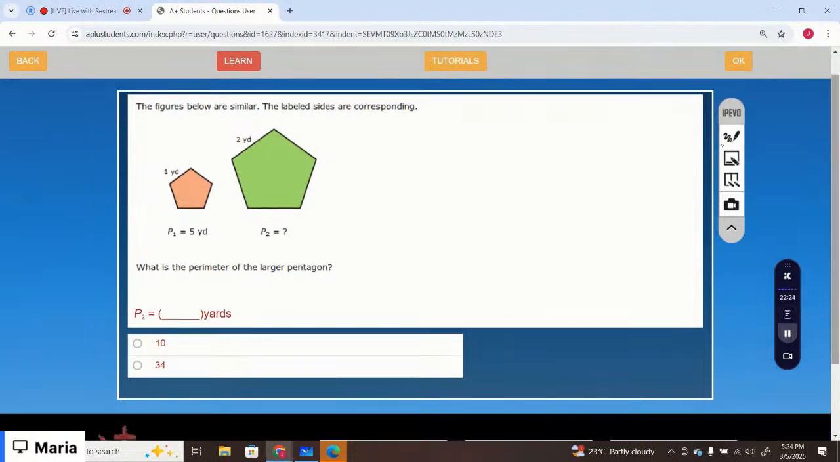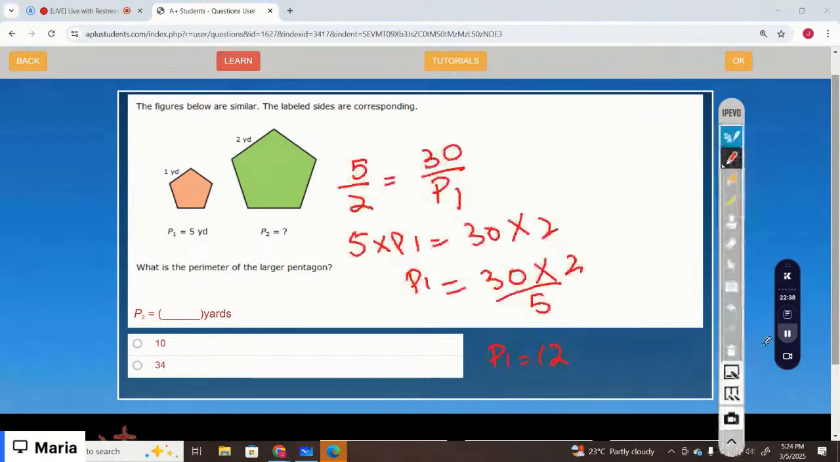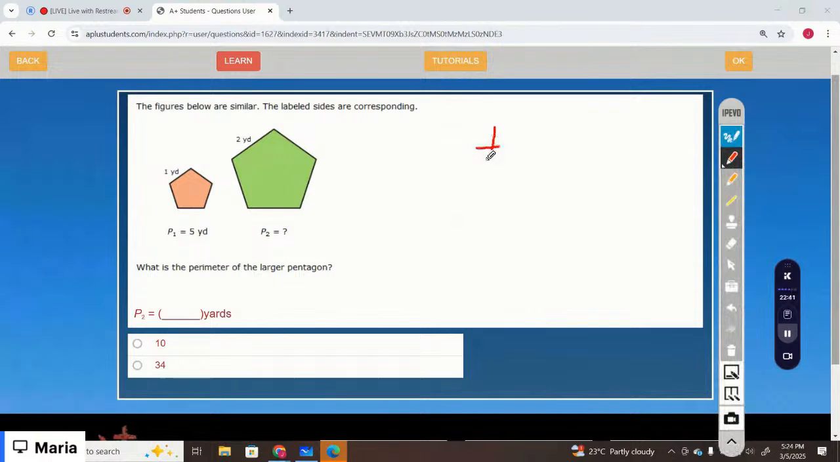The figures below are similar. The labeled sides are corresponding. What is the perimeter of the larger pentagon? That is 1 divided by 2 equals P1 divided by P2. 1 over 2 equals 5 divided by P2.